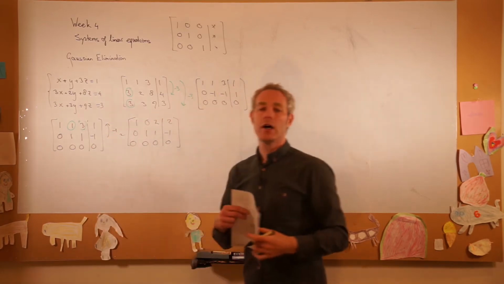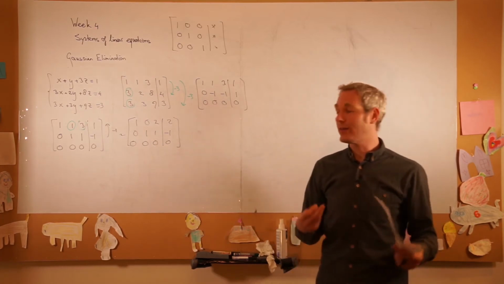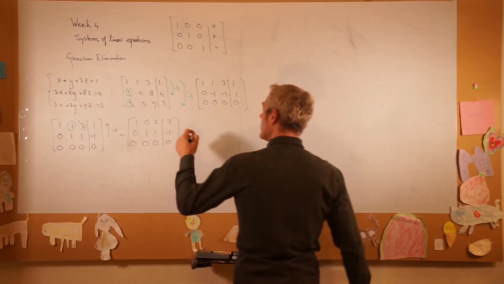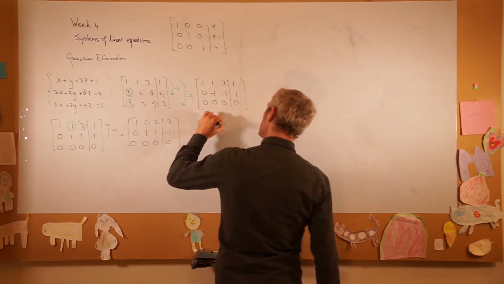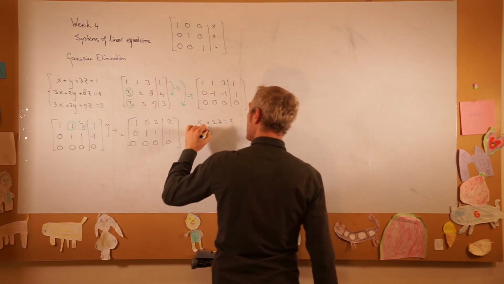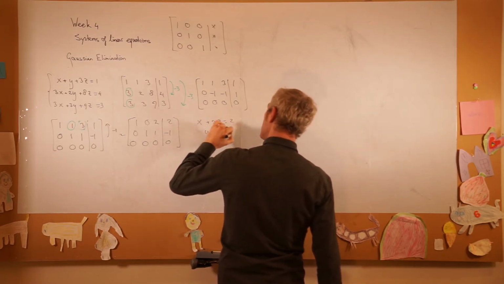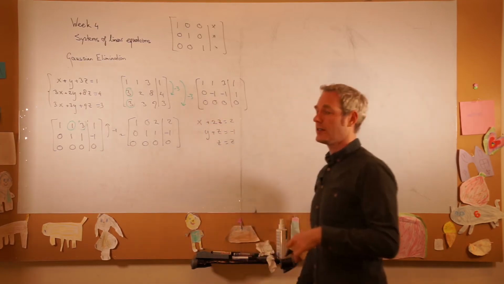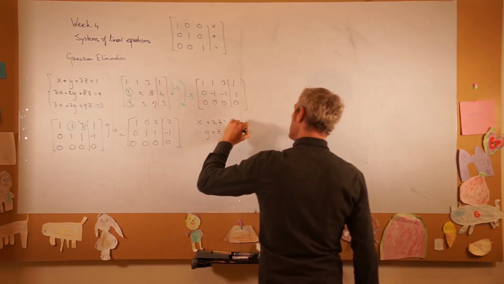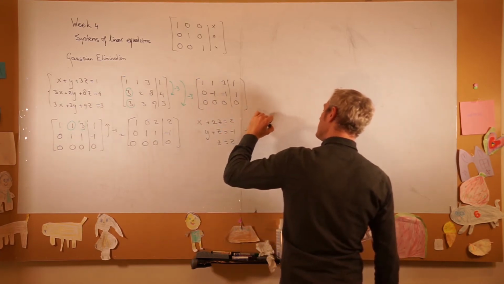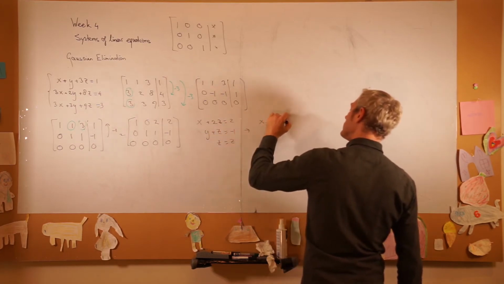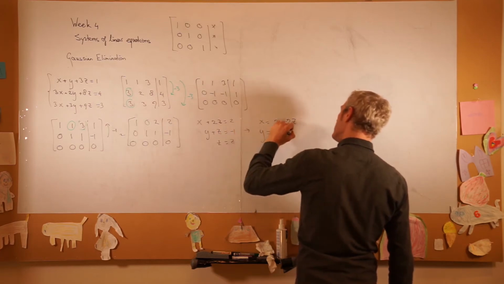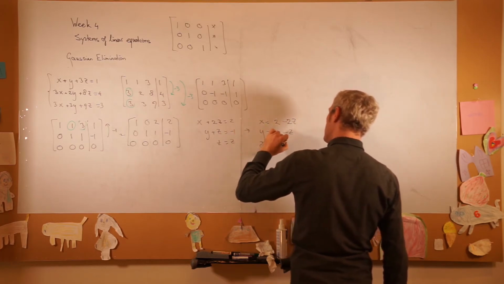And I have a row of zeros, so I know I have infinitely many solutions, and I will write out these equations. I have x plus 2 times z is equal to 2. I have y plus z is equal to minus 1. And the last one, I just write z is equal to z. I will change this set of equations to x is equal to 2 minus 2 times z, y is equal to minus 1 minus z, and z is still equal to z.